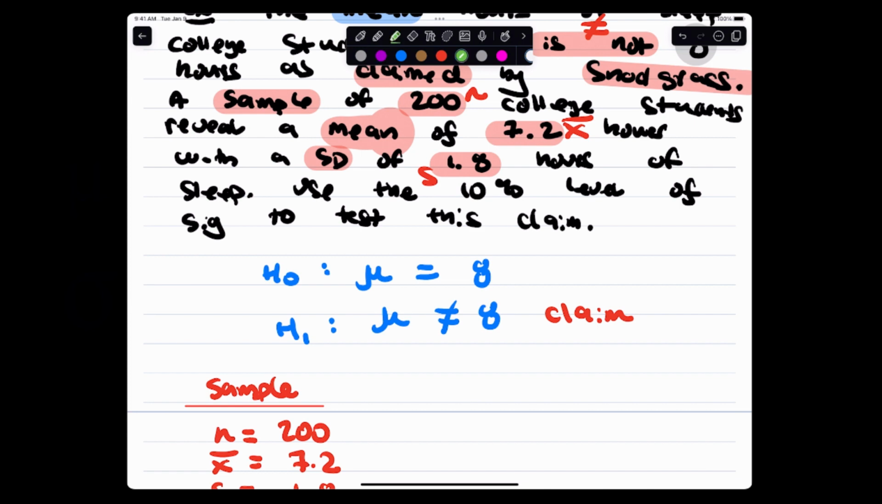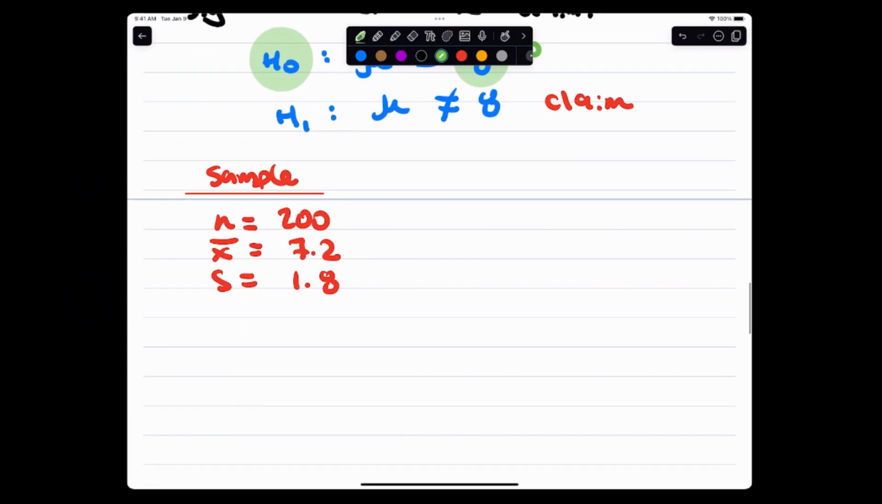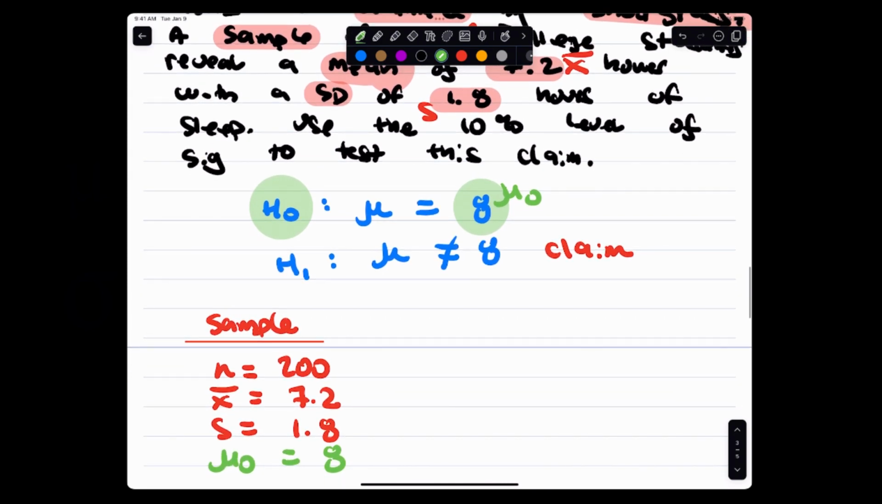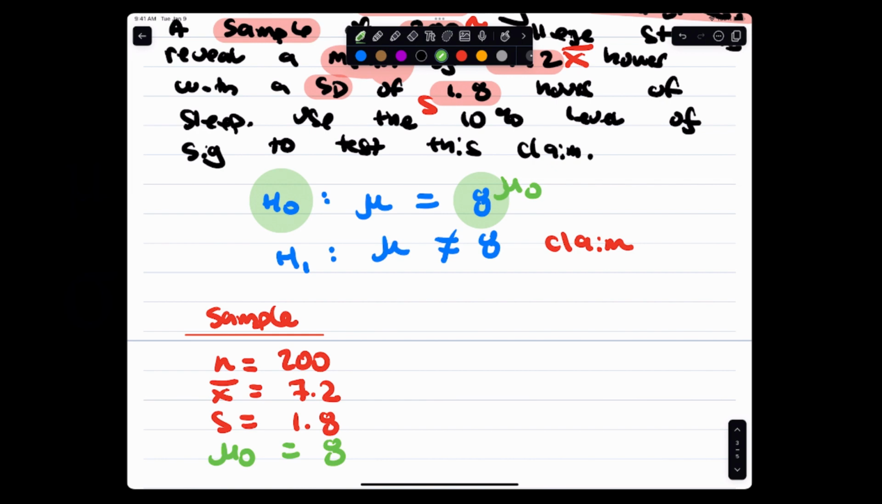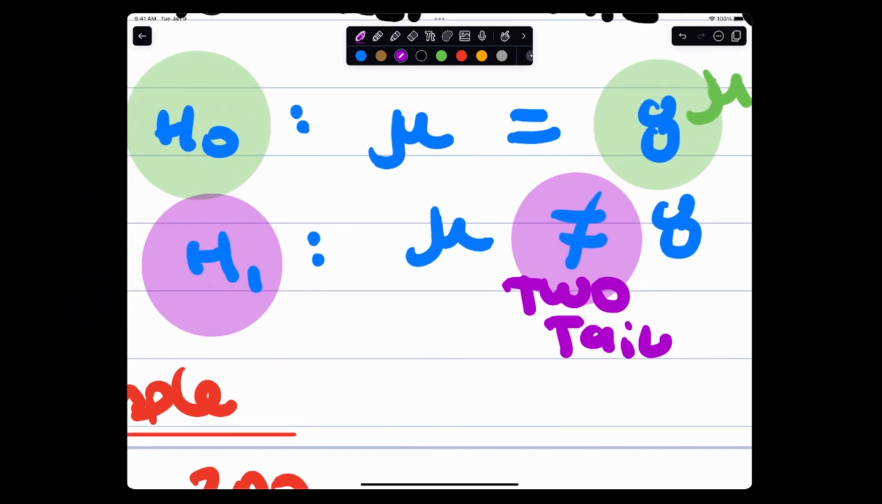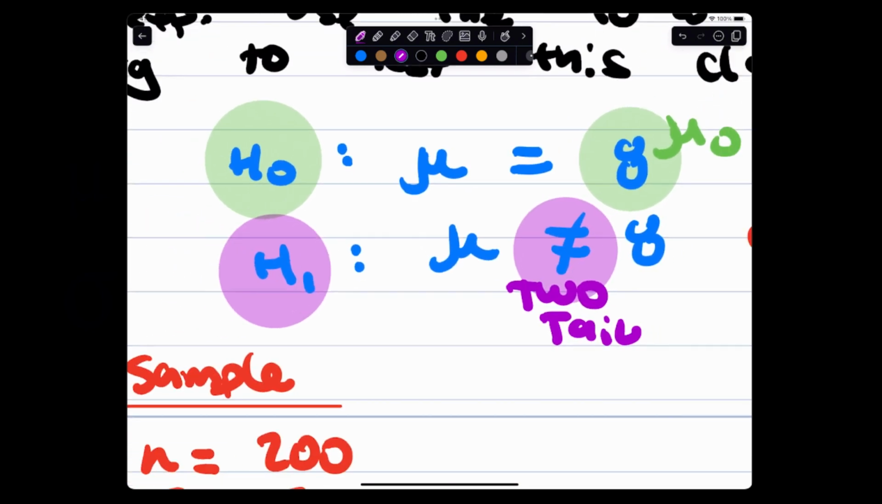What do you guys always have to remember here? What's that 8 represent? That is mu naught. Okay, so mu naught is 8. What kind of test is this? Why is that two-tail? Because the alternate hypothesis has what? Not equal. When the alternate hypothesis has not equal, it's always a two-tail test.